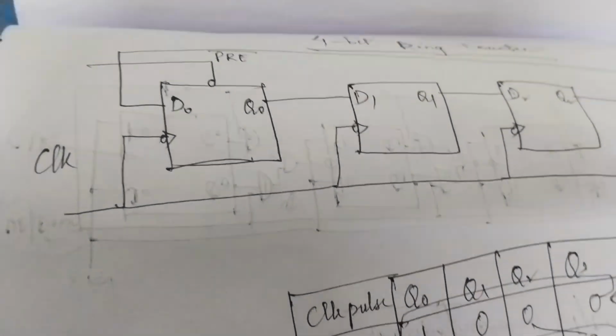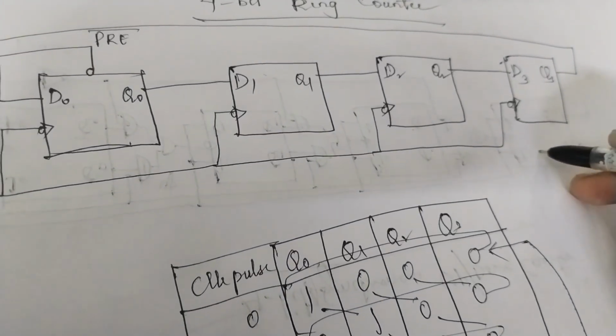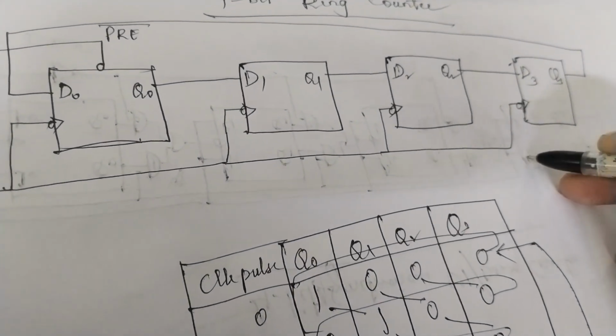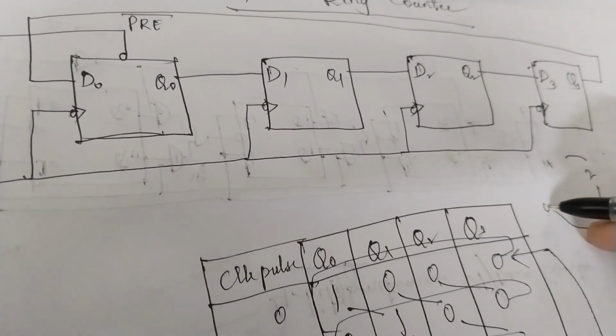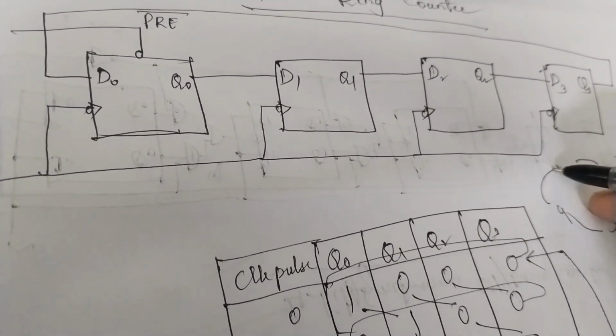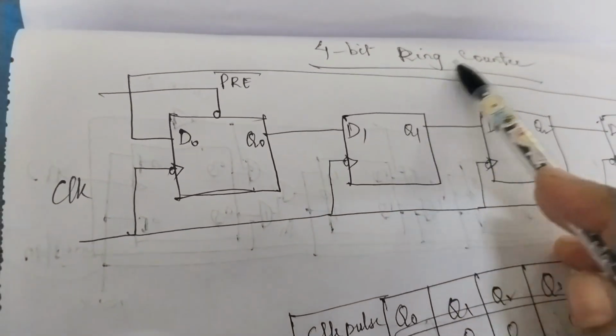It's a 4-bit ring counter. The name itself indicates that a ring counter has to behave in a ring manner. The output of the first one acts as input to the second one, the second output acts as input to the third one, and the third one acts as input to the fourth one. Finally, the last output is connected back to the first one. That is what a 4-bit ring counter means.